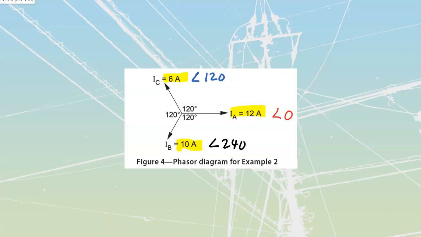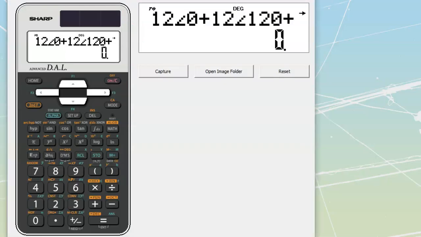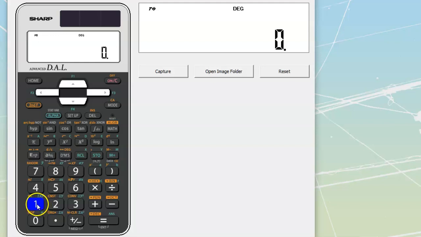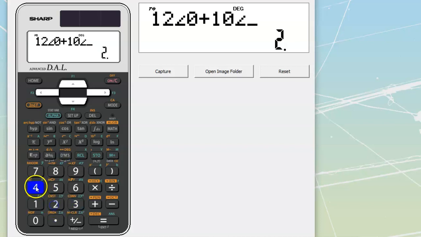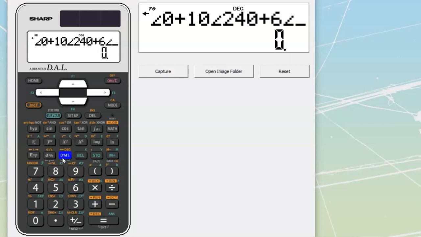If I add these three numbers together straight up, I'm not going to get anything mathematical. They have to go in with the angles attached, because otherwise you're not going to know whether they're canceling out or not. Okay, let's go to our calculator over here. I'm going to clear that. First number that I had, my A phase 12, angle 0, I'm going to place in. Next one that I'm going to add, because we're looking for what we'd have for neutral current, is going to be my B phase, which is going to be 10, angle 240, plus, we're going to add in my C phase, 6, angle 120.